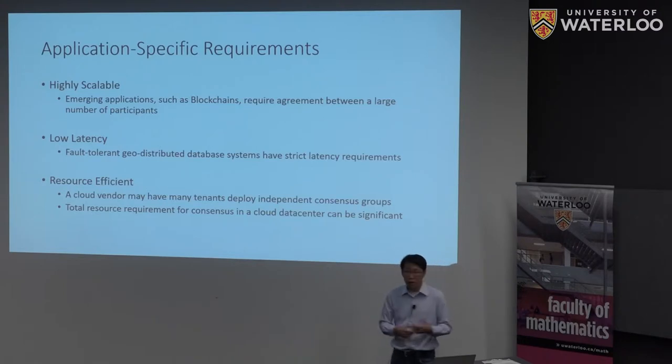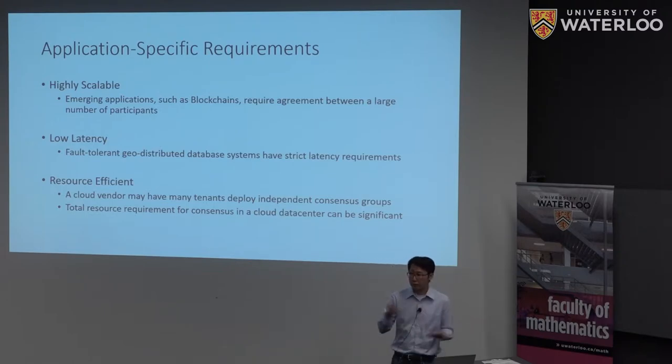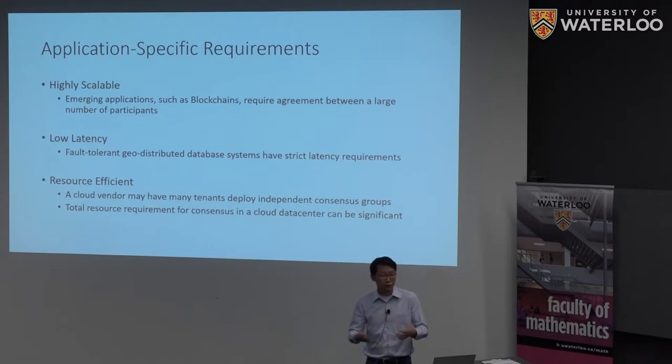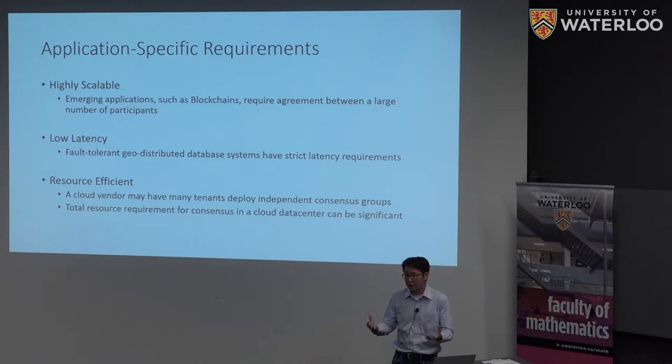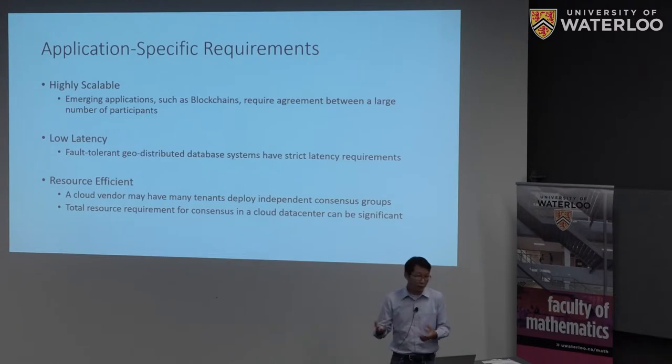Applications such as fault-tolerant geo-distributed database systems also have very strict latency requirements. Raft is able to do this in 2 network round trips, which is not unreasonable, especially within the same data center. But in a geo-distributed database system, these different participants are now located around the world, and 2 wide area network round trips may be too much for these systems to be able to handle.